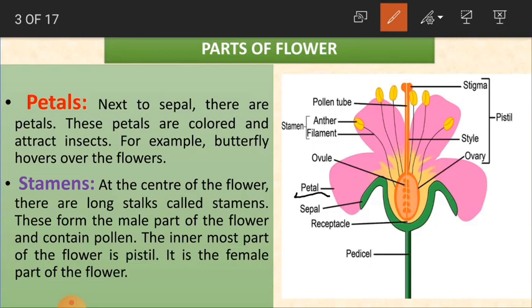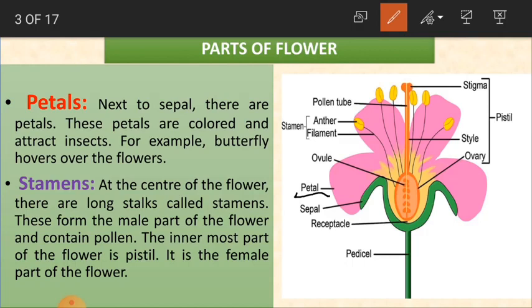So like this we have different kinds of colors. As the flower color is, the same color you have in the petals. Next to sepal there are petals. These petals are colored and attract insects. What do these petals do? They attract insects. You might have observed butterflies, bees and small birds, hummingbirds, they fall on the flower. They'll just lay themselves down on the flower.